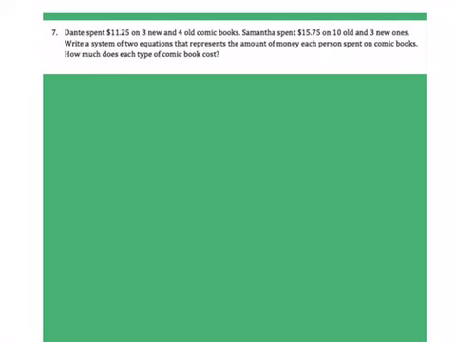Well, Dante spent $11.25. I know that that's going to be my total, $11.25. He spent that on 3 new and 4 old comic books. So those are the 2 things I'm actually trying to find, the new and the old. So those are going to be the things I give the variables to. So I'm going to get 3 new, and in math that tells me to add 4 old. So that's Dante's equation. Now we're going to write Samantha's equation.